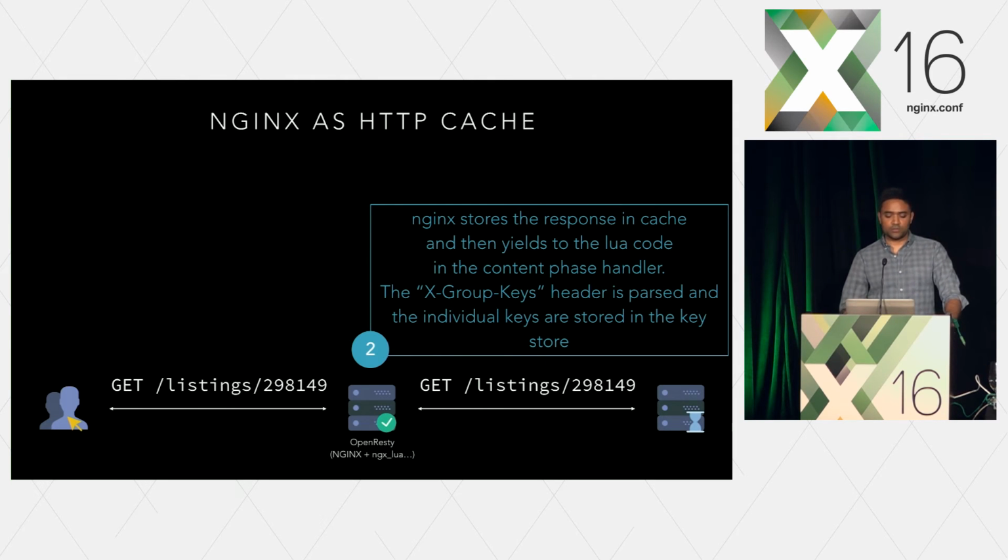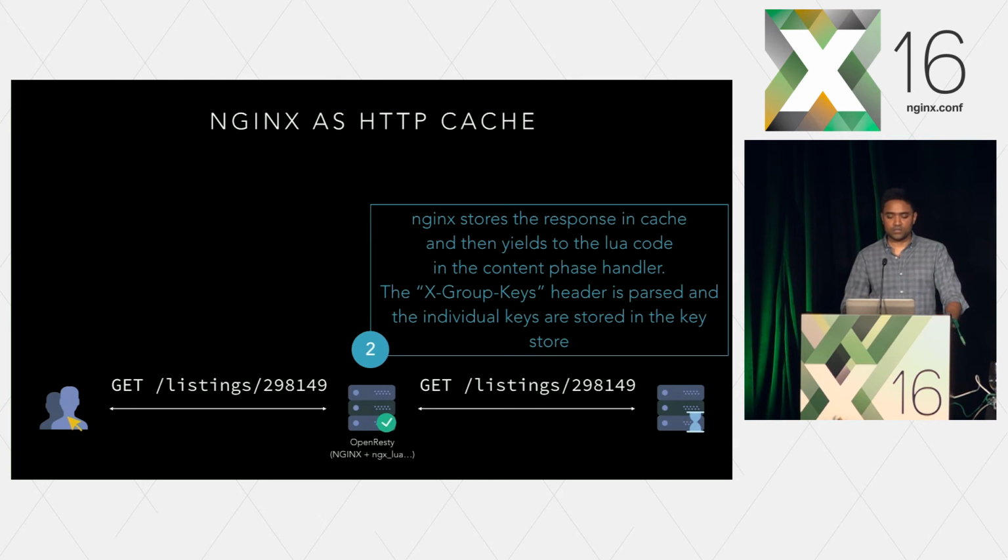And this is when the response comes back to the cache, and that's where the bulk of the logic happens. So the first thing that happens is Nginx stores the response in cache, as it usually does, and then it yields to the Lua code that was injected as part of the content handler. And what that Lua code does is it parses the X group keys header, and the individual keys, which are basically just strings, are stored in the Keystore, which is the shared memory zone we talked about, referred to as the shared dictionary in Lua land.